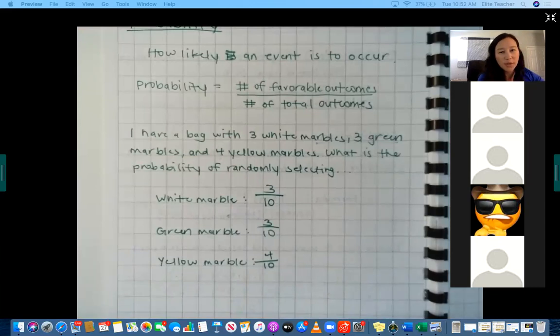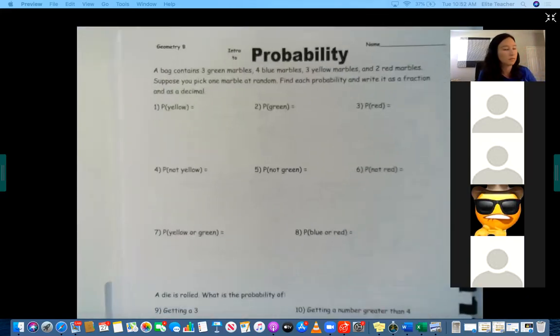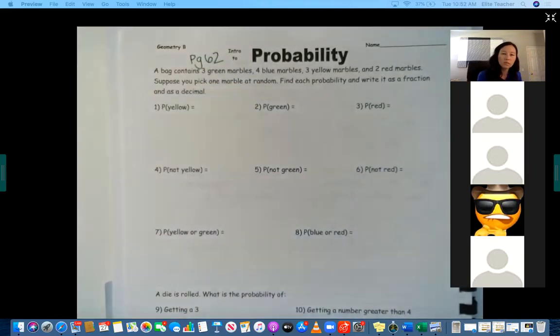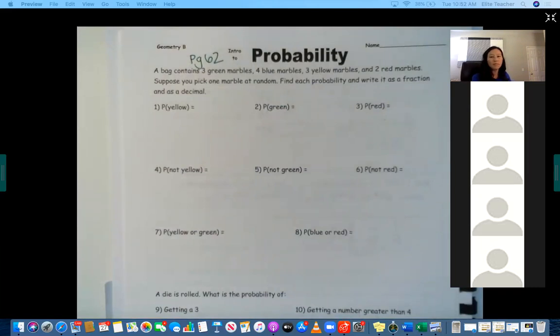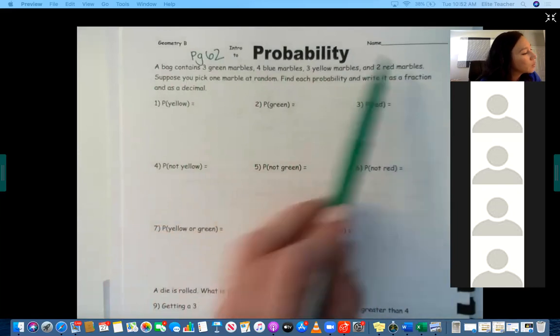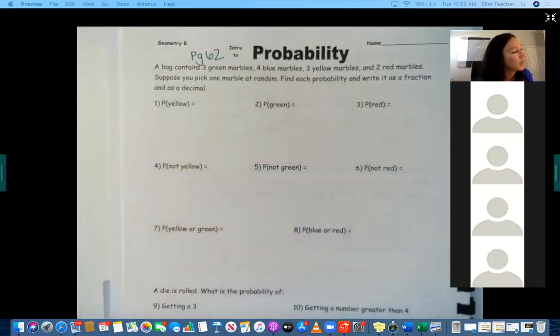Okay, any questions on the notes? Okay, go ahead and flip to page 62 in your workbook. Is it like the same problem or are we talking about more marbles? It's still marbles, there's just different numbers. So this bag contains 3 green, 4 blue, 3 yellow, and 2 red. Suppose you pick one marble at random, find the probability, and write it as a fraction and as a decimal.